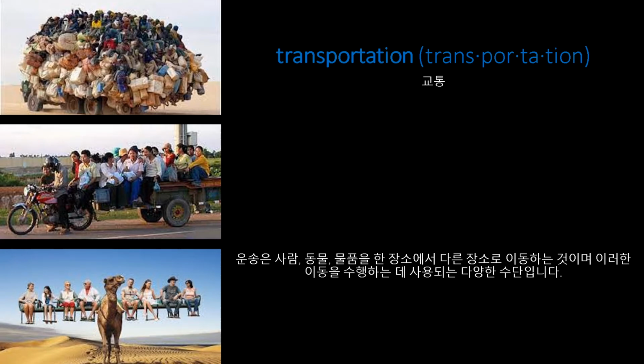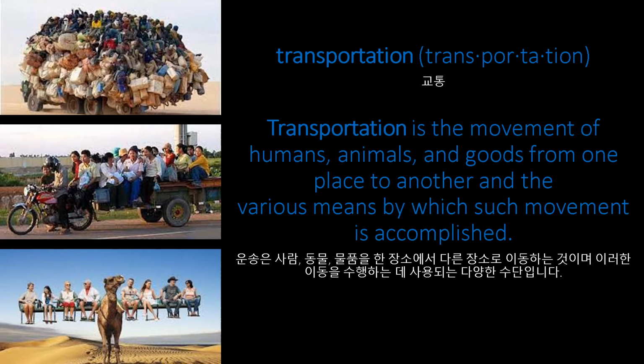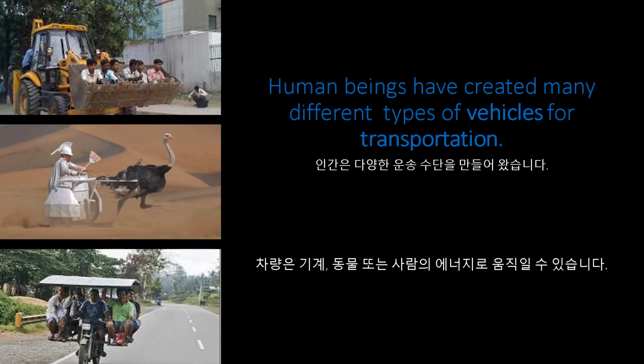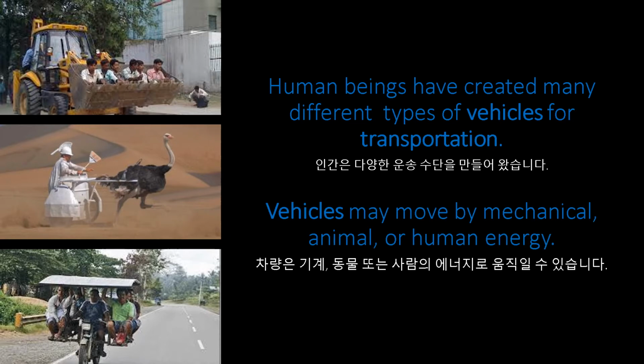Transportation. Transportation is the movement of humans, animals, and goods from one place to another and the various means by which such movement is accomplished. Human beings have created many different types of vehicles for transportation. Vehicles may move by mechanical, animal, or human energy.